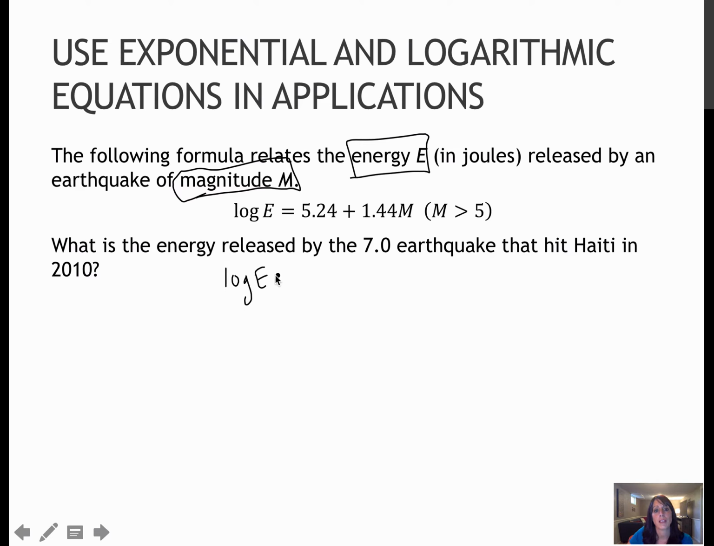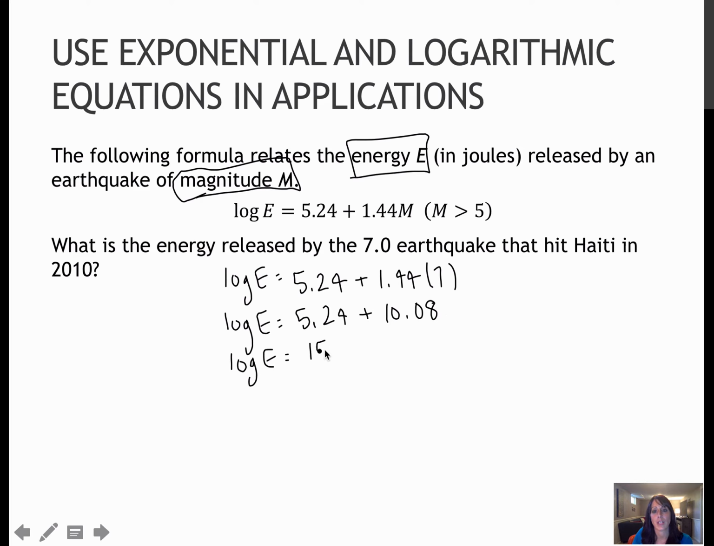So I'm going to replace M in the function with 7.0 because that was the magnitude of the earthquake. I'm going to simplify the right side by multiplying those values together, and then of course by adding those values together. So I have log of E equals 15.32. Now I know that I'm trying to find what E is, but I have this log in the way. So of course to get rid of the log, since this is base 10, I'm going to exponentiate each side, so it's 10 to that power. So 10 to the log base 10 makes it just E, which is what I wanted.